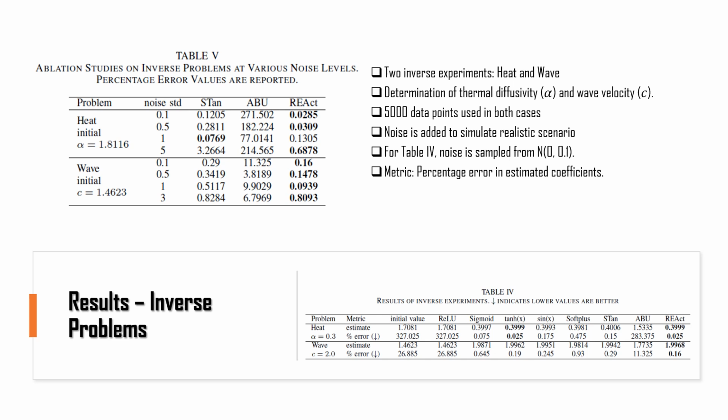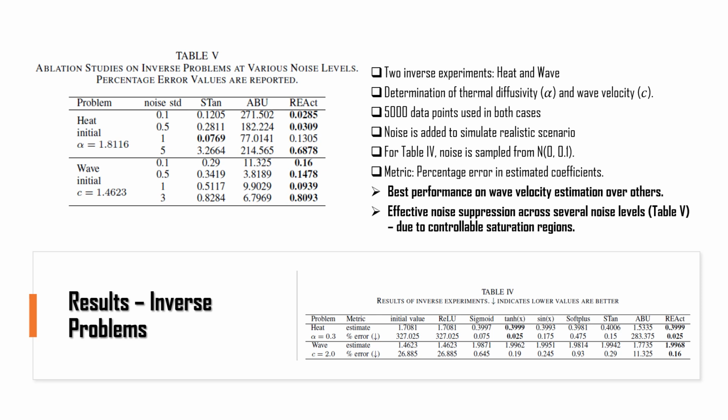Table 4 shows the percentage error in parameter estimation across all the activation functions considered in this study. These tables show the effectiveness of REACT in inverse problems as well as its robustness to noise in the experimental data.